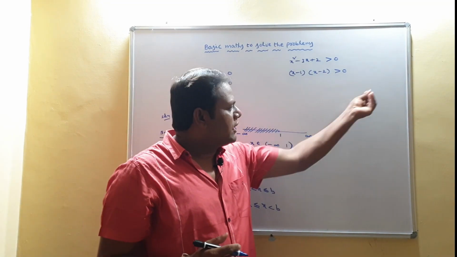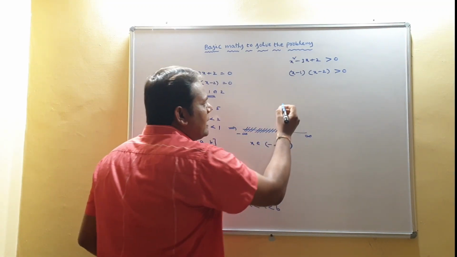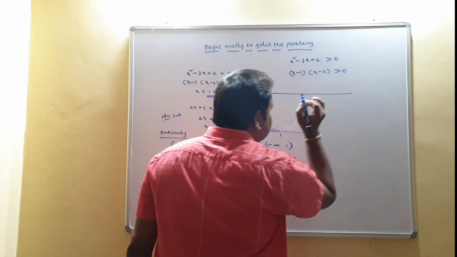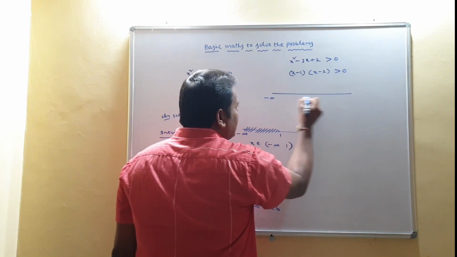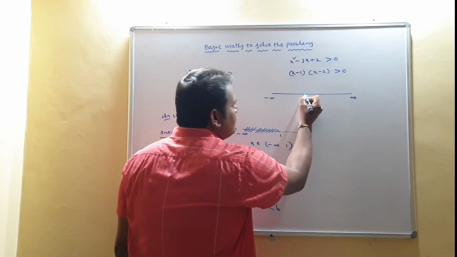Otherwise you can follow the real line method, that is also very easy. So now I am going through that method. Just take the real line. It is minus infinity and it is plus infinity. So here x values are 1 and 2.